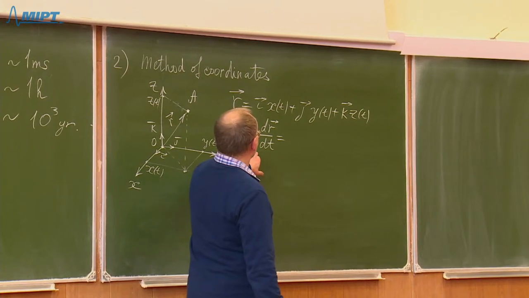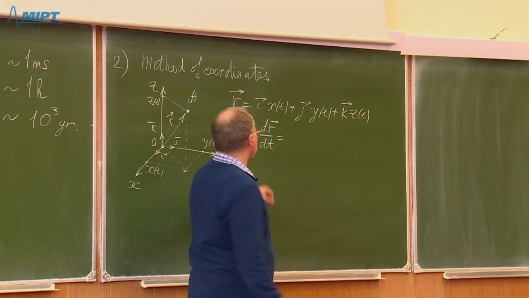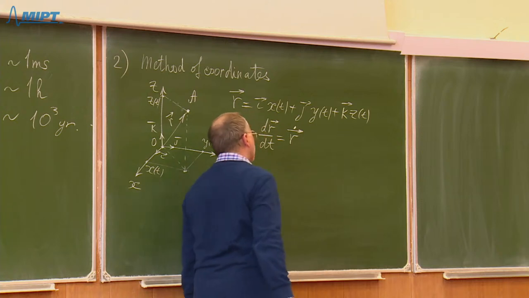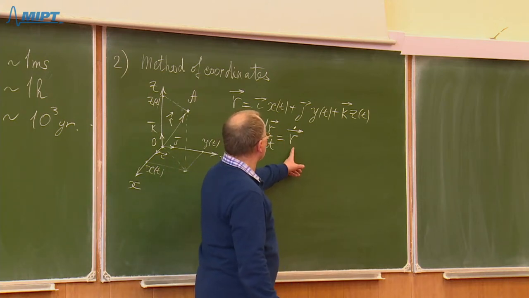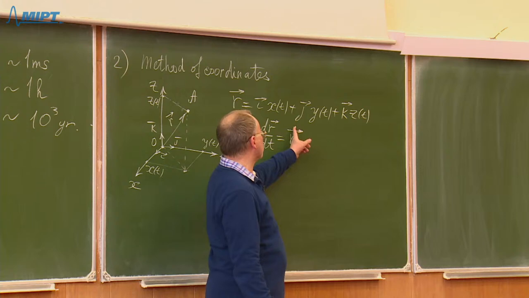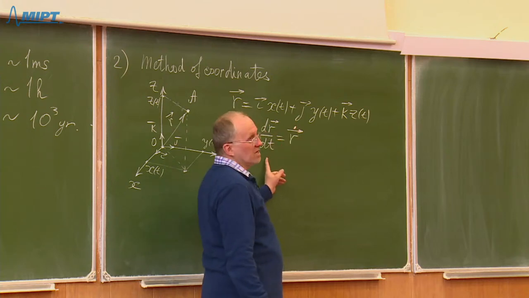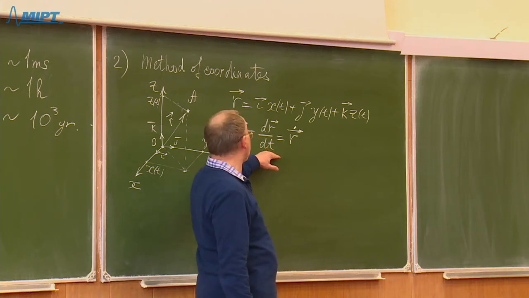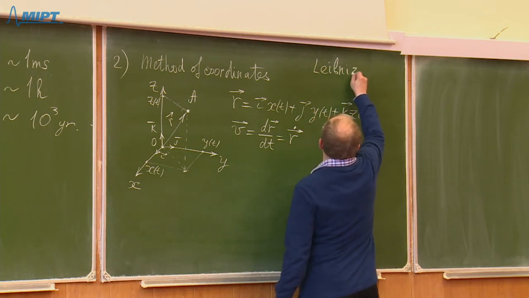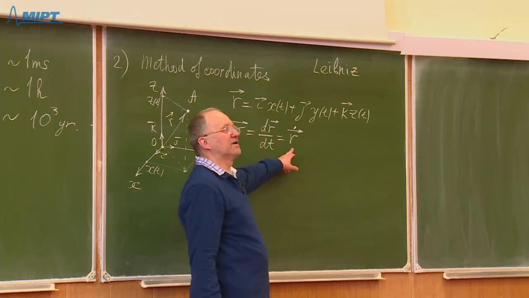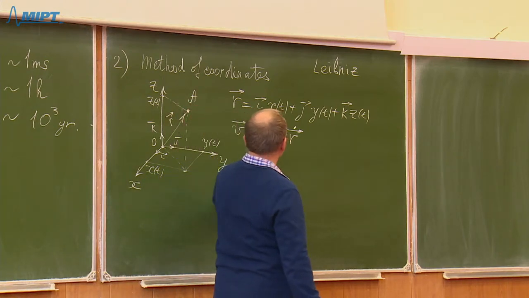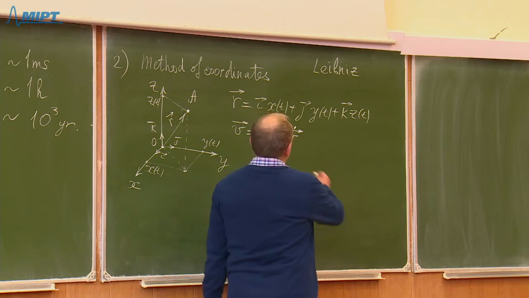Leibniz used this notation for a derivative. And Newton used something different, a derivative with respect to time. In Newton's articles and books, it was denoted by R and a dot. The dot means the derivative with respect to time. It's the same, just different notations. This is the notation of Leibniz. And this is the notation of Newton. Both notations are widely used in physics, and both are quite suitable and convenient. And we will use both.